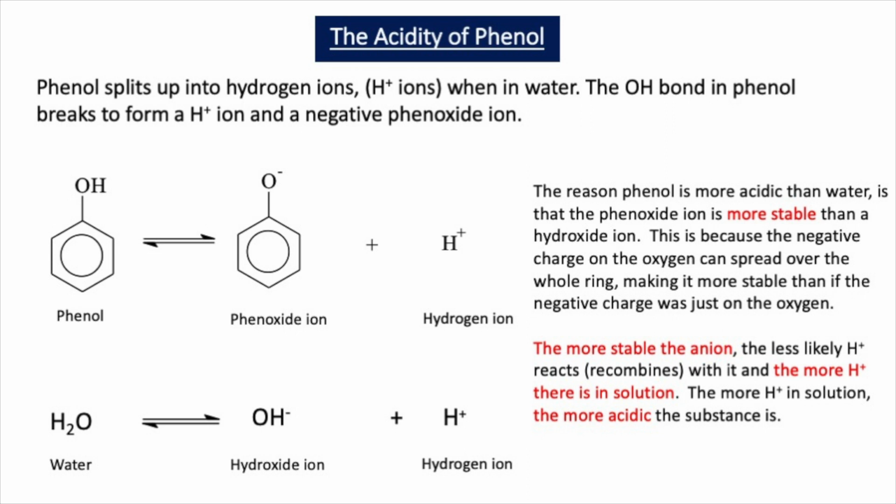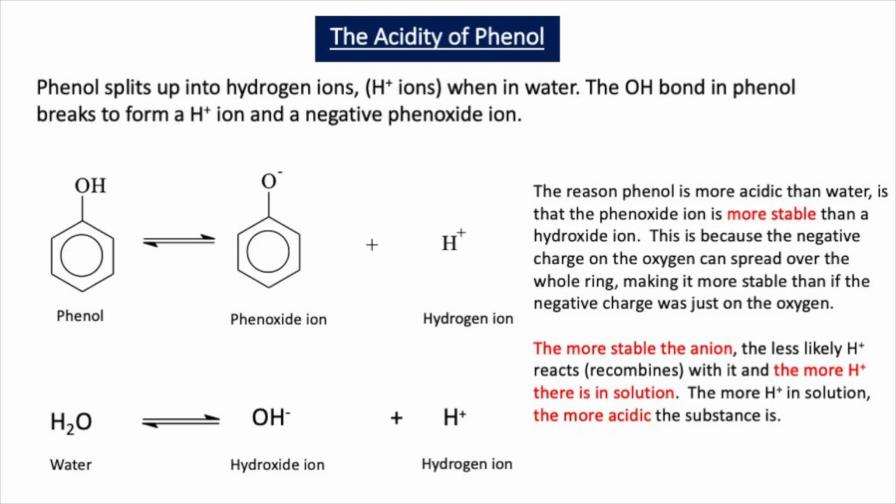So we're now going to look at why phenol is more acidic than water. Now when you put phenol molecules in water, they split up into phenoxide ions and hydrogen ions. And an equation is drawn here to show phenol splitting up into phenoxide ions and hydrogen ions. And it's classed as a weak acid because it partially splits up into H plus ions when you put it in water. And phenol is a lot less acidic than carboxylic acid such as ethanoic acid.